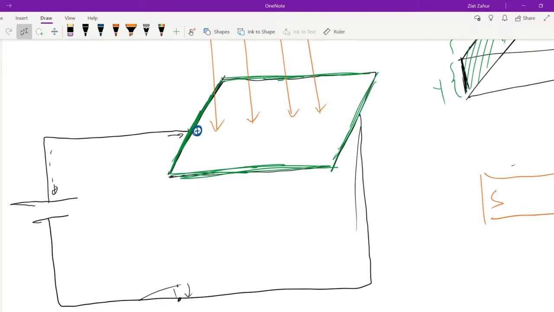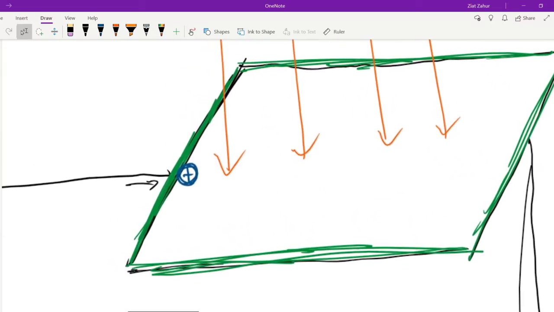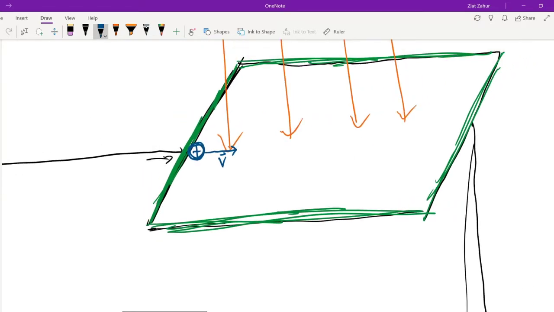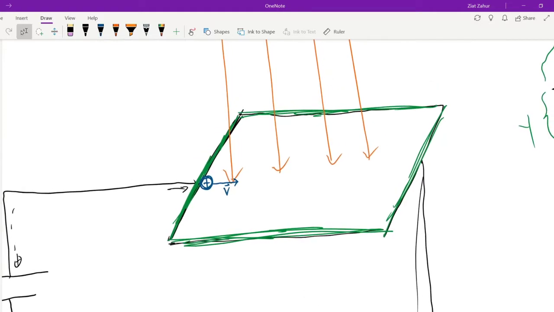So of course the velocity vector must be in the same direction as the current. So current is going to come out of the plus end and try to go into the minus end, so it has to be to the right. Okay? So notice how we have a charged particle. It is positive. It has a velocity vector to the right. And there's a magnetic field that is going downwards into the plane.